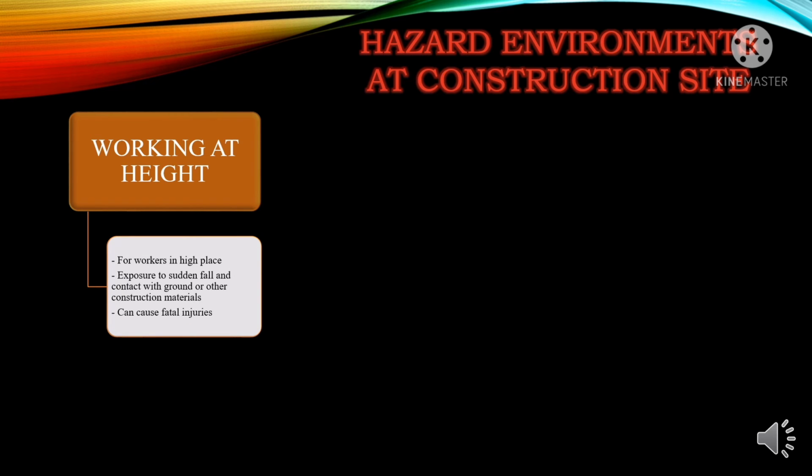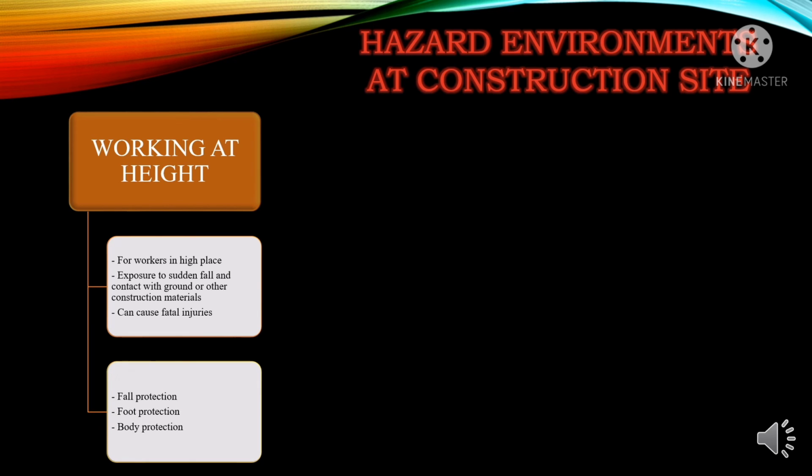The next task is we need to identify the hazard environments at construction sites. The first one is working at height. This is for the workers that have responsibilities at height. They are exposed to sudden falls and contact with the ground or other construction materials. This can cause fatal injuries.